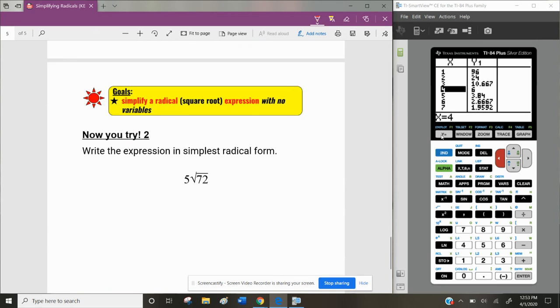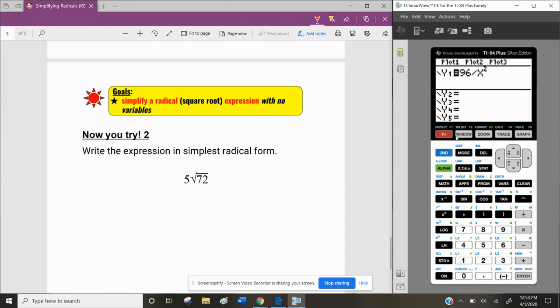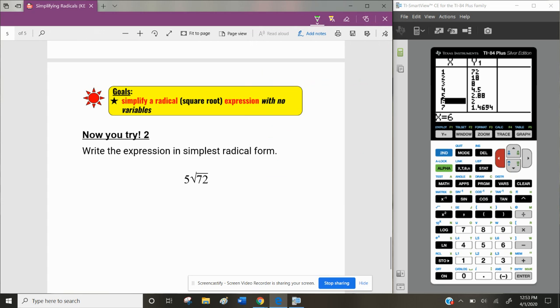5 radical 72. So I go to y equals. I do 72 divided by x squared, and I look at my table. Again, I'm going down in the y column. I hit 2, which is an integer. There's no decimals. Remember, that 5 is a coefficient, so that's just going to sit out in front.